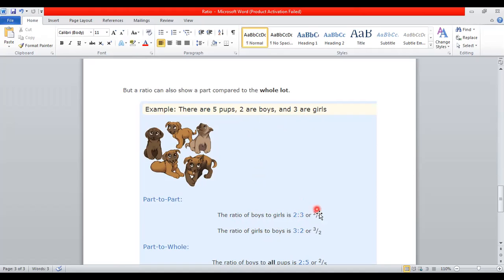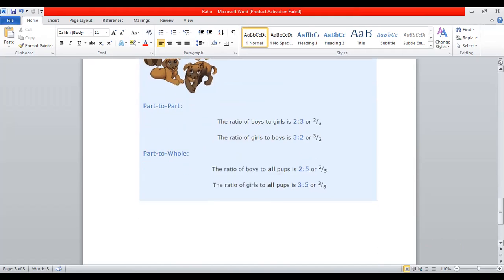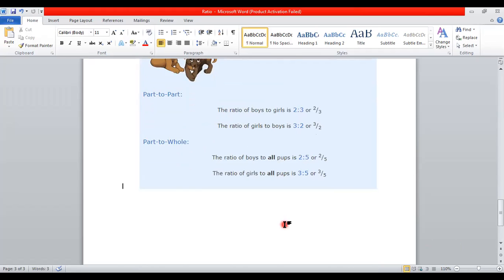You can write this as a fraction. If you write the ratio of boys to girls, 2 is to 3, then 2 should come on top. The ratio of girls to boys is 3 is to 2. Then you can write this like so: here the numerator, here the denominator.